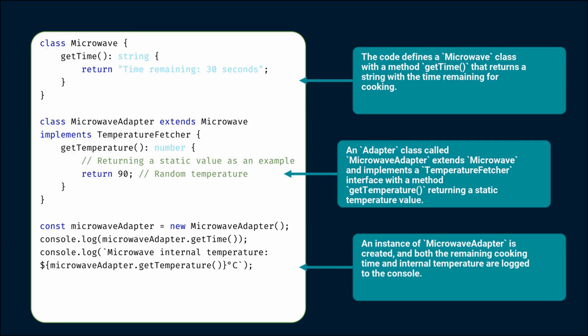Finally, we instantiate the microwave adapter and utilize both methods. The call to getTime retrieves the cooking time, while getTemperature returns a predefined temperature. This demonstrates how the class adapter pattern enables us to enhance existing functionality, allowing different capabilities to coexist through inheritance, thus making our code more flexible and maintaining a clear separation of concerns.